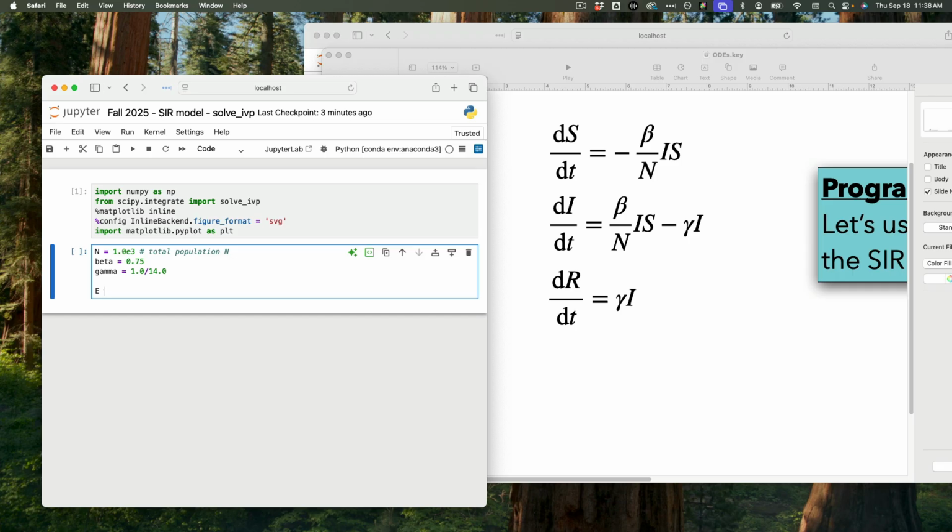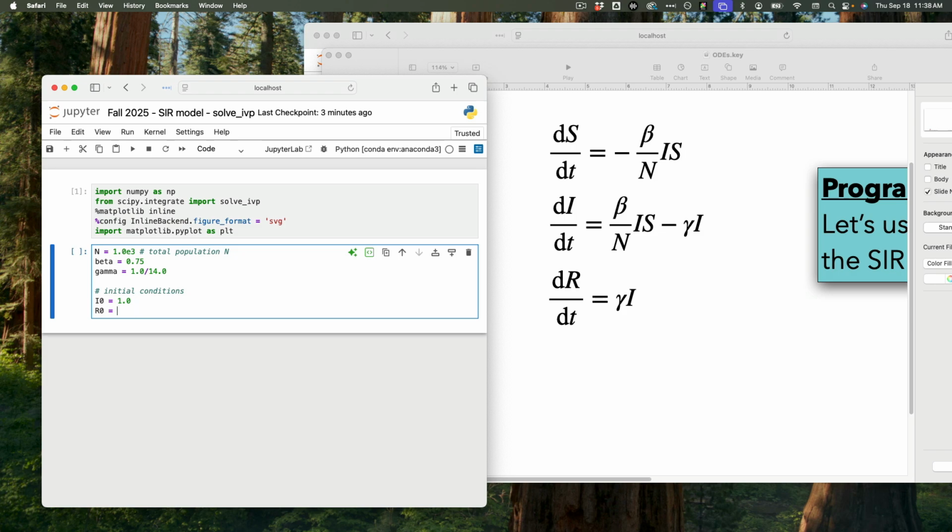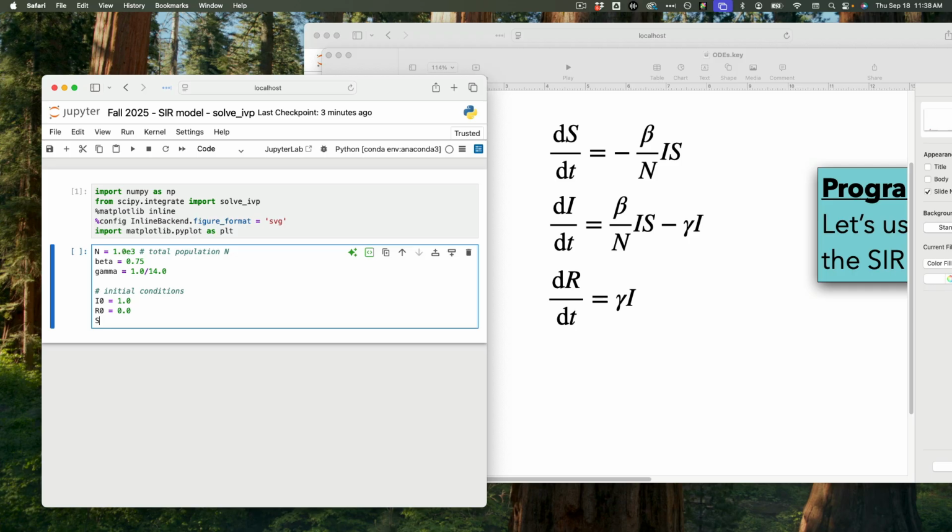Okay, initial conditions. I have I0, I have S0. Actually, no, let's do one infected person. And then R0 is 0. So that gives us S0. We need to be conservative. To conserve things, it's going to be N minus I0 minus R0. Agreed? So total population minus infected minus recovered initially is going to give me S0. So this would be 999 in this case.